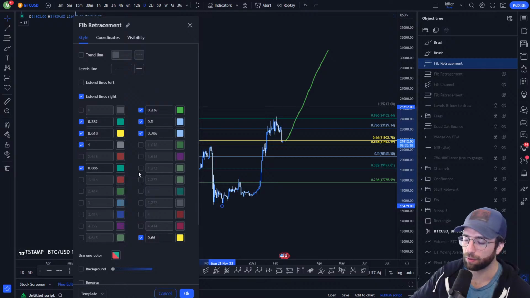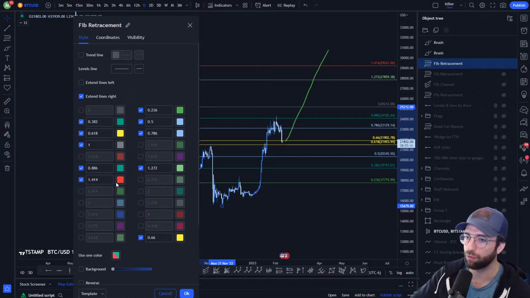So we have some preset ones here. I'll just put them on as an example, and then I'm going to go to my default one. We'd have the 1.272, the 1.414, the 1.618, very important, right? And then of course you would get to the 2.